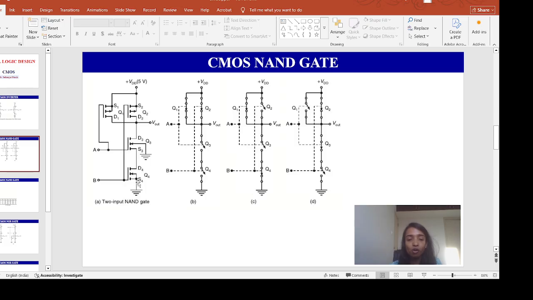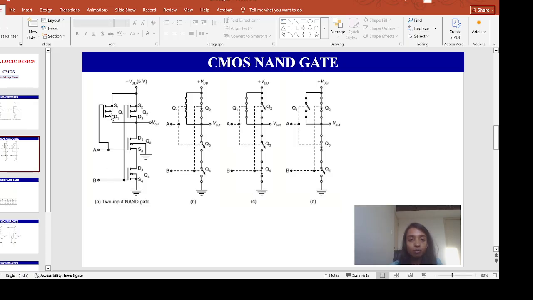Okay. So how my circuit will look like? This condition is shown in figure B. Okay. Now you apply A 0 volt and B plus 5 volt. If you apply A 0 volt and B plus 5 volt, what will happen?